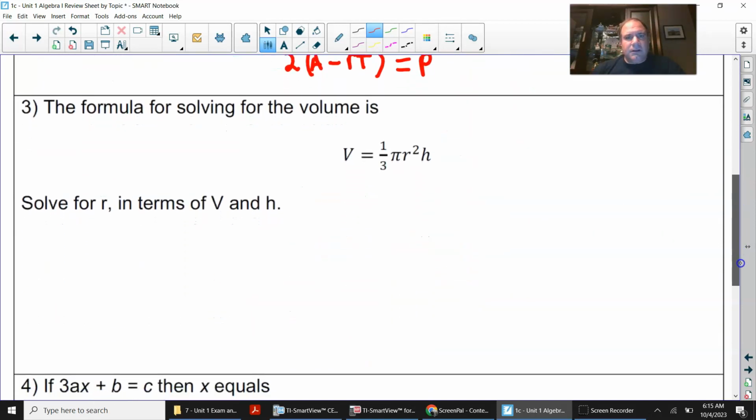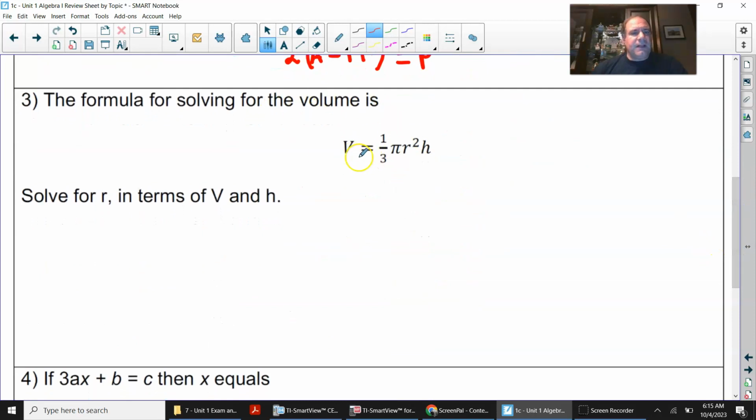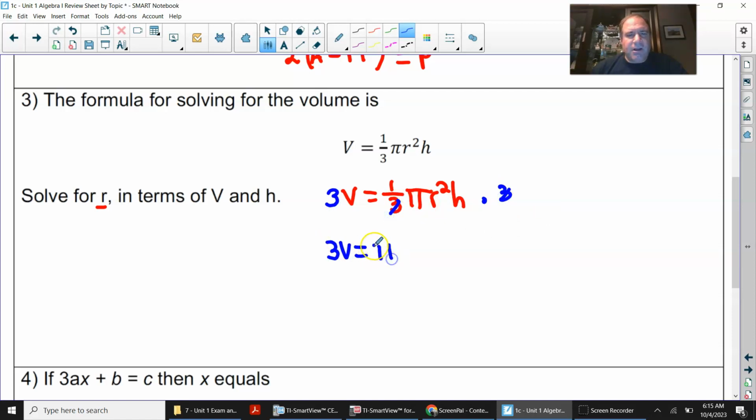All right. The formula for volume is this. I'm going to rewrite this again because I like it in my writing. Solve for r. Okay, this thing right here. So there's a lot going on. I want to get rid of the fraction first. So we're going to multiply this whole thing by 3, which is 3 over 1. And we're going to multiply this side by 3. So we have 3V equals, this 3 cancels with this, and you have pi r squared h.